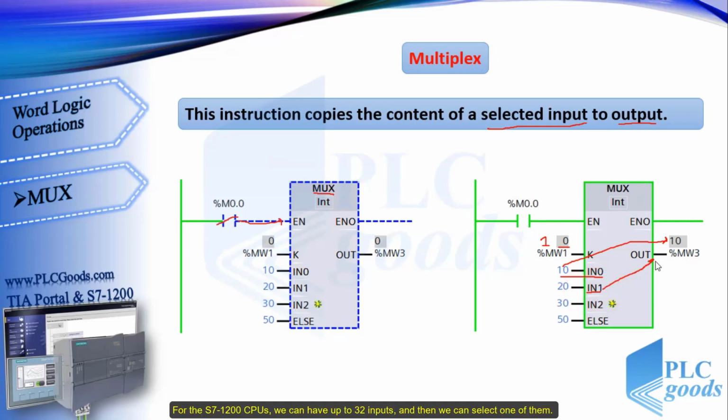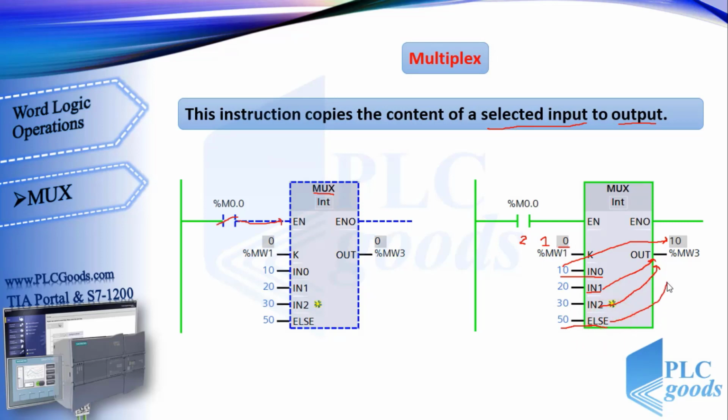For the S7-1200 CPUs, we can have up to 32 inputs, and then we can select one of them. Here, if the k parameter is not equal to 0, 1 or 2, the last input will be sent to the output.